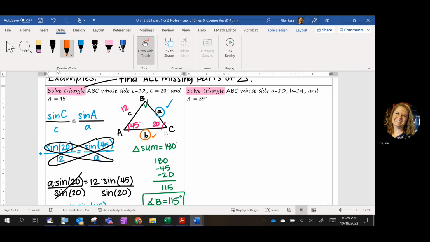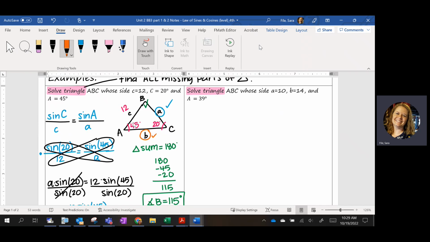Y'all agree? Now, do y'all remember back in geometry when you were looking at proving triangles congruent or similar, y'all did all those abbreviations with A's and S's based on what information you had? So like side, side, side, angle, side, angle, side, angle, side. Remember all that? So we're going to use that to help us determine when we should be using law of sines versus law of cosines.